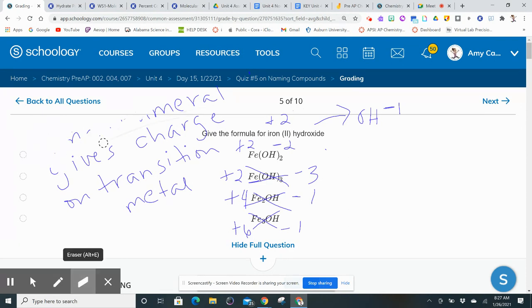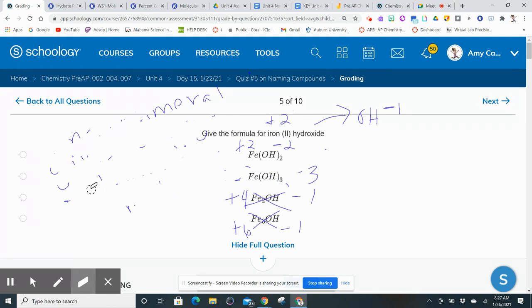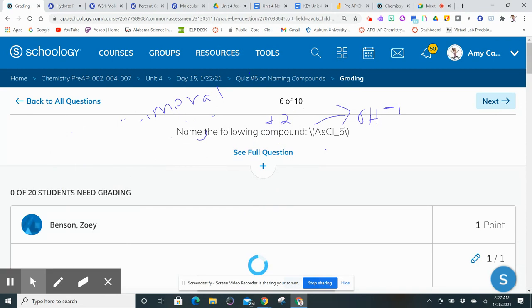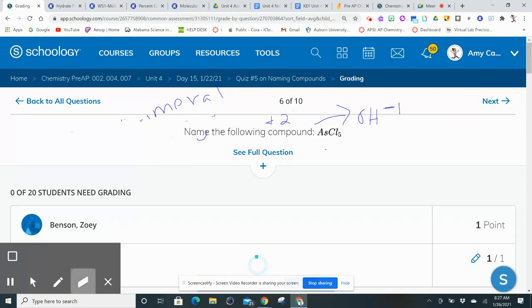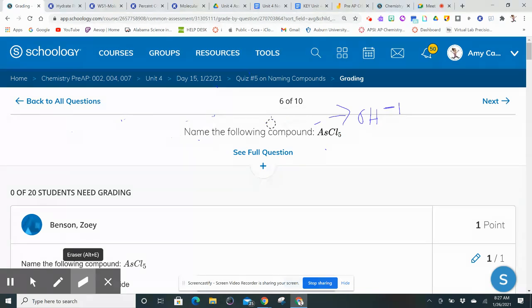All right, so let's look at our next question. Name the following compound, AsCl5.